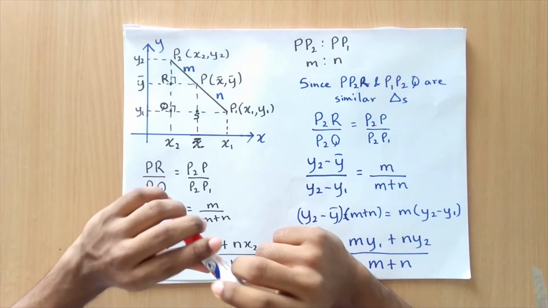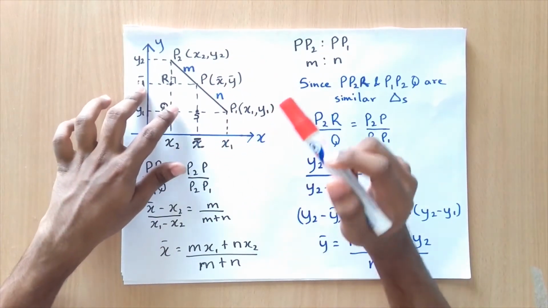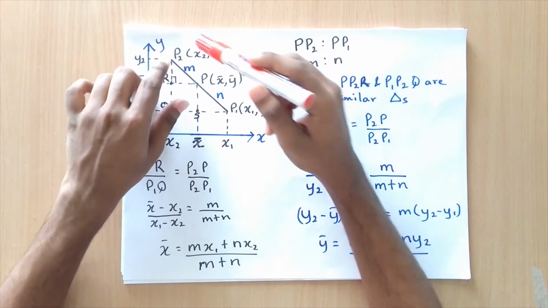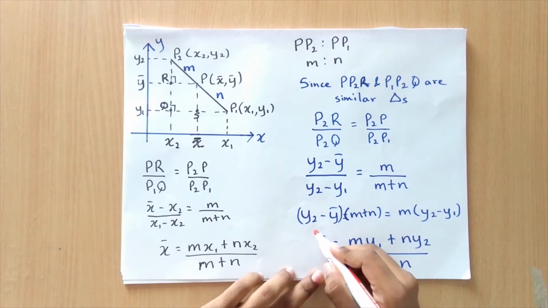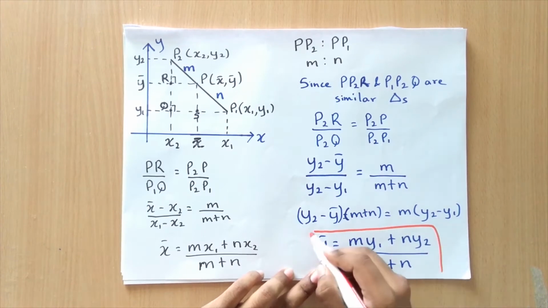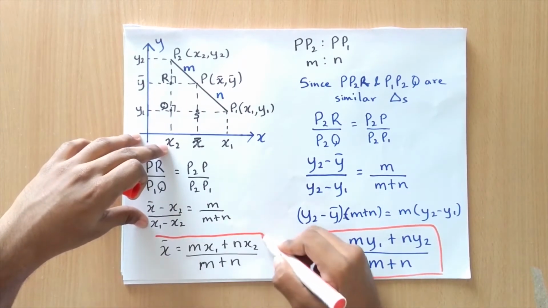Now we have an equation to find the coordinates of these two unknown points using the coordinates and the ratios between the known points. So these formulas are the ratio theorem formulas.